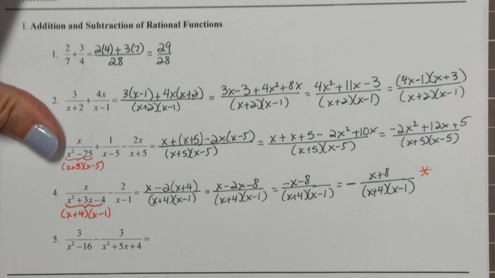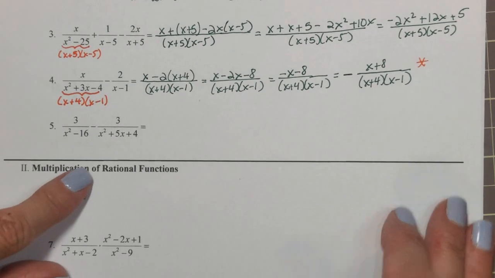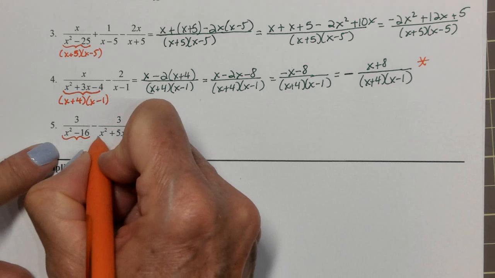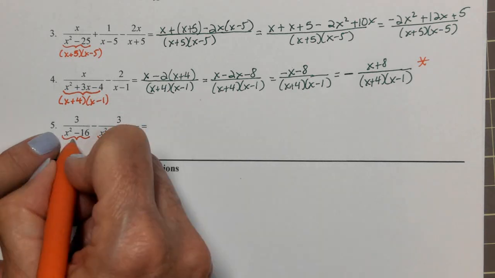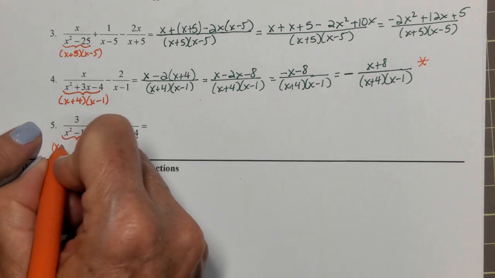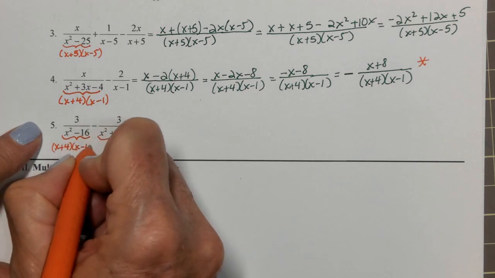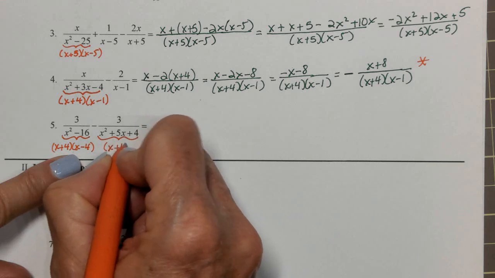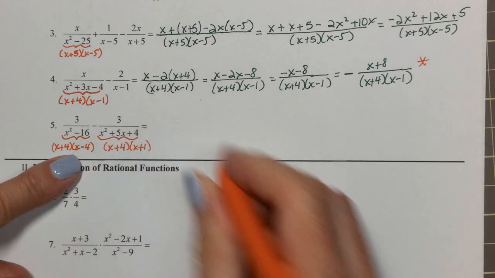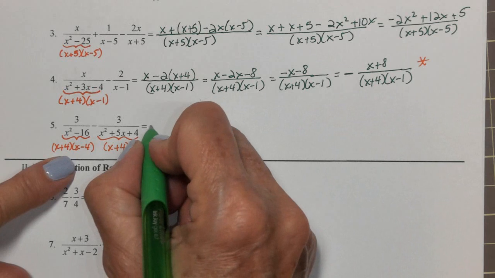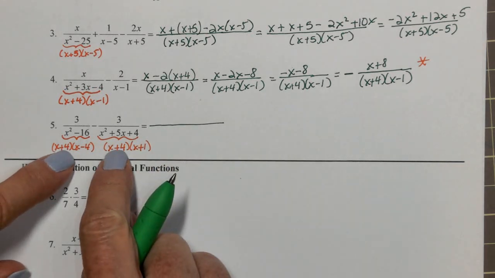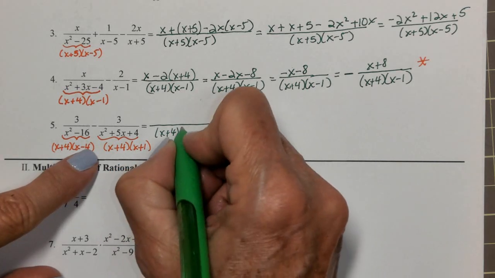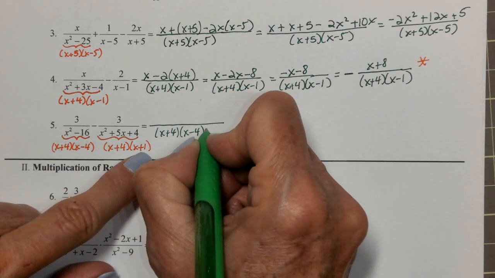All right, number 5. Okay, we need to factor here. Let's factor the denominators because we're looking for a common denominator. The first denominator factors into x plus 4, x minus 4. And the second denominator factors into x plus 4, x plus 1. So what needs to be the common denominator? Well, the x plus 4 is in common, so we just need one of those. We also need an x minus 4, and we also need an x plus 1.